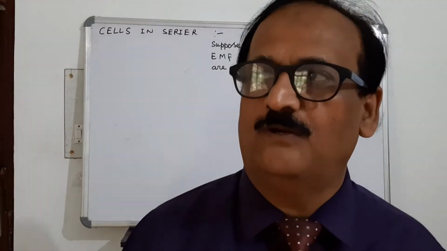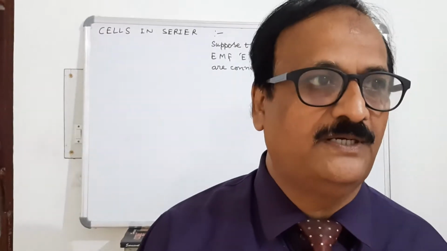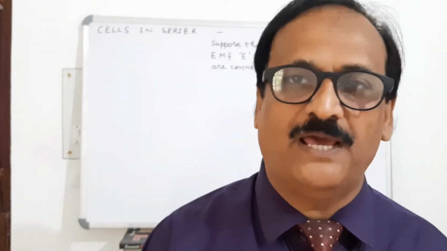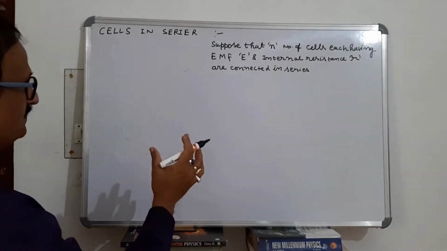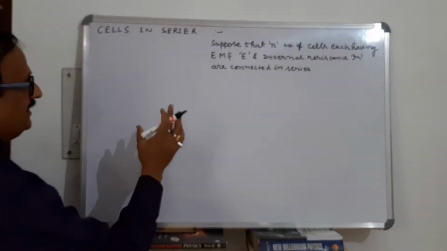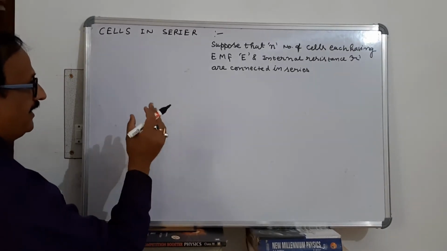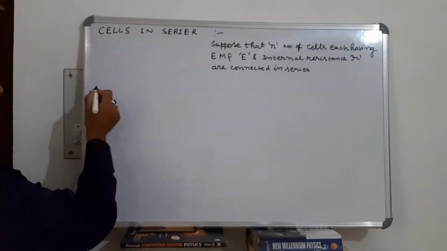So students, today we will study about series combination and parallel combination of cells. First I will take series combination of cells. Suppose that n number of cells each having EMF E and internal resistance r are connected in series.